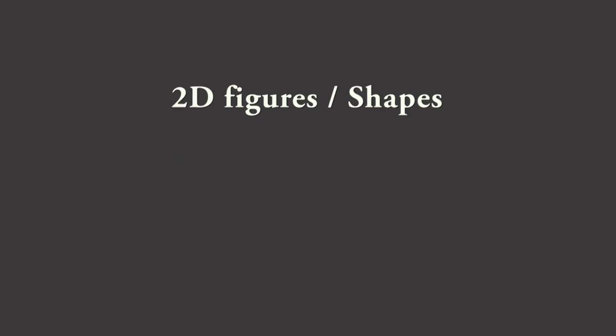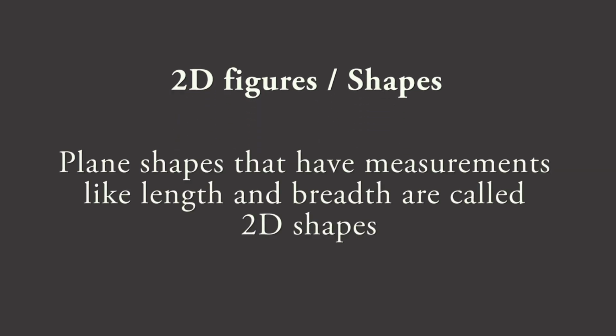2D figures or shapes. Plane shapes that have measurements like length and breadth are called 2D shapes. For example, a rectangle, a square, a triangle, or a circle.